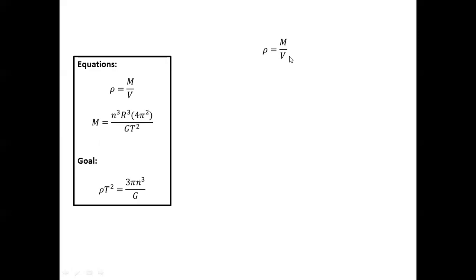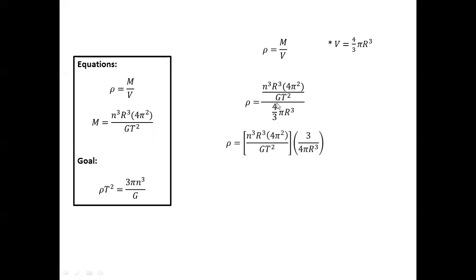But V is simply the volume. And it was stated in the problem that Jupiter is assumed to be a uniform sphere. So we can make use of the volume formula for a sphere, which is 4/3 pi r cubed. So we'll now substitute this expression for volume and then this expression for mass. We now have this equation.